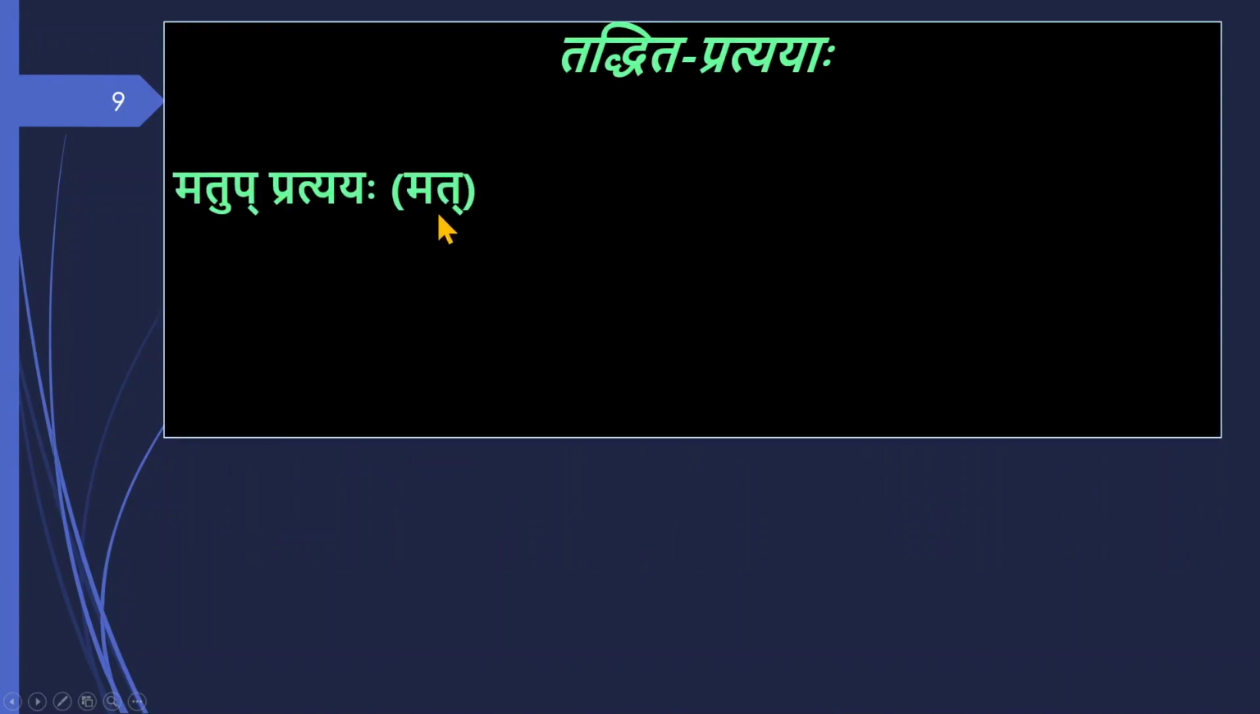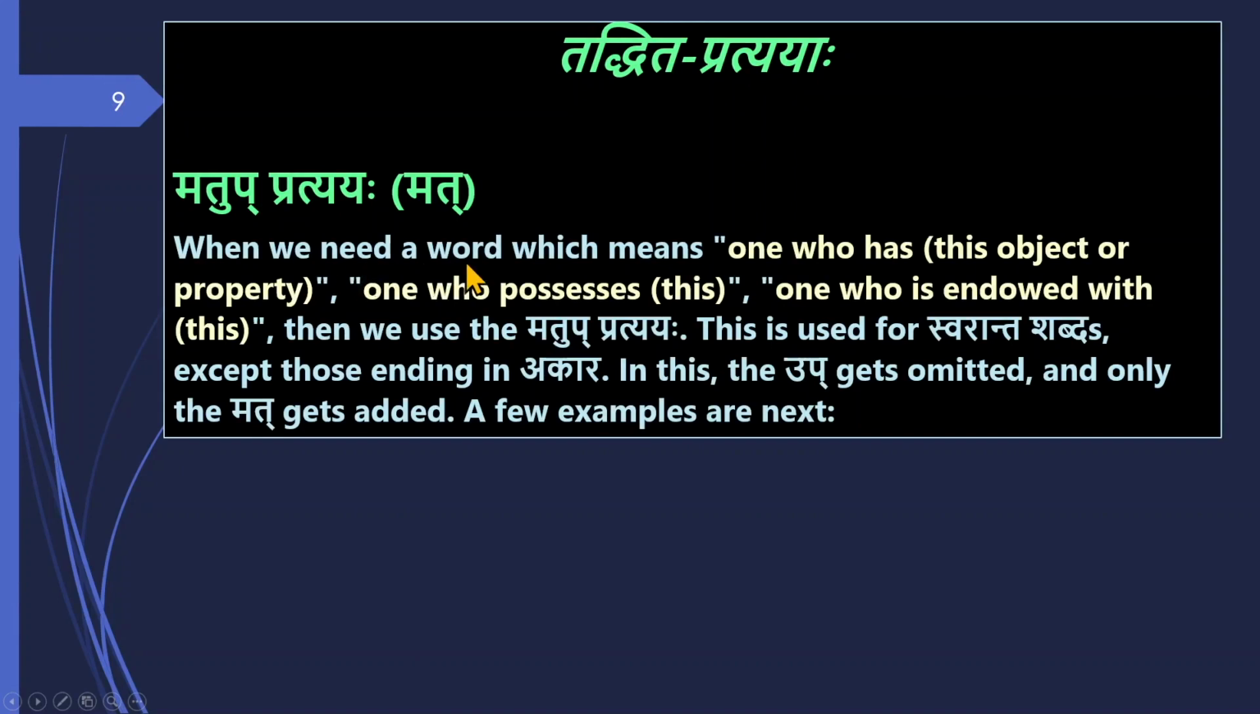Matu Pratyaya or the Mat. When we need a word which means one who has this object or property, one who possesses this, one who is endowed with this, then we use the Matu Pratyaya. This is used for Swaranta Shabdas, except those ending in Akara. Swaranta means ending in Swara, except those ending in akara. In this, matup means mat up. The up gets omitted and only the mat gets added. A few examples are shown next.